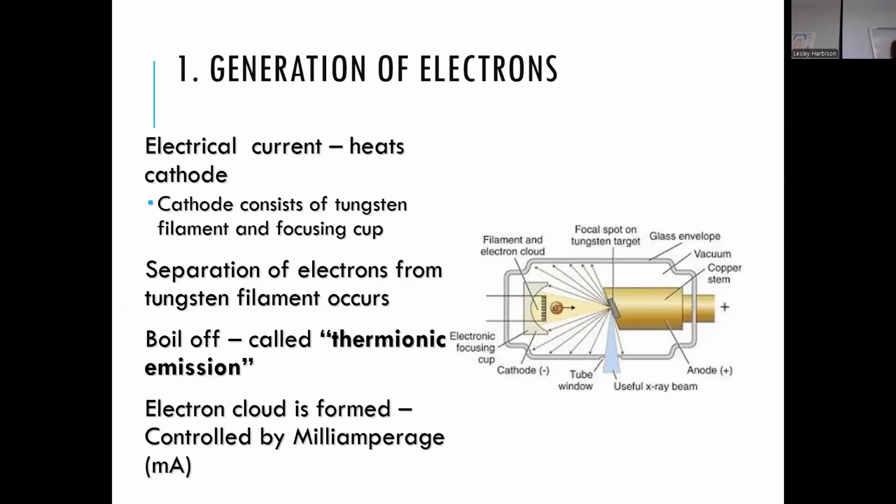Electron cloud is formed, and this whole process, so when you go into the room and you look at the control panel, we'll study the control panel a little bit better, but when you look at it, you'll see where you can change the kVp, which is kilovolt peak, from 70 to 60. So you can change that. We never touch it. We just leave it at 70, but you can theoretically change it.